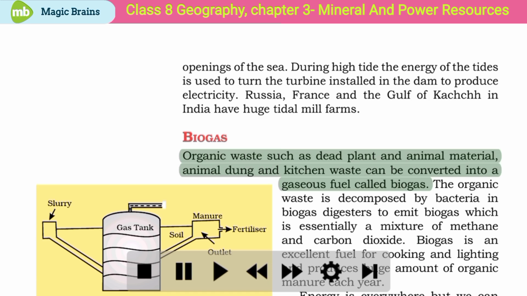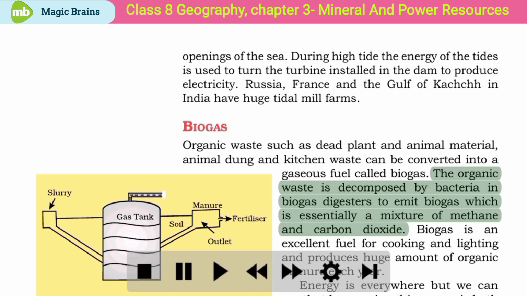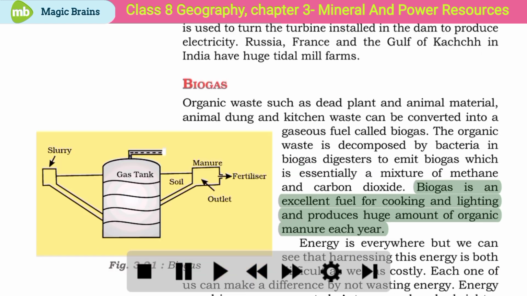Organic waste such as dead plant and animal material, animal dung, and kitchen waste can be converted into a gaseous fuel called biogas. The organic waste is decomposed by bacteria in biogas digesters to emit biogas, which is essentially a mixture of methane and carbon dioxide. Biogas is an excellent fuel for cooking and lighting and produces huge amount of organic manure each year.